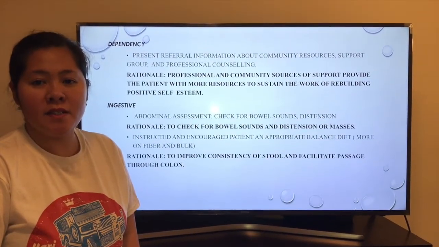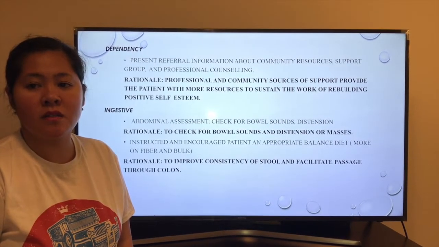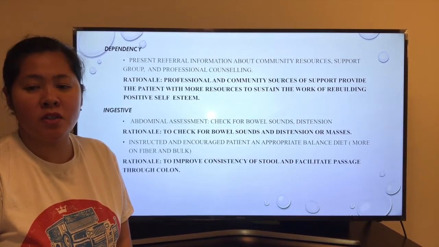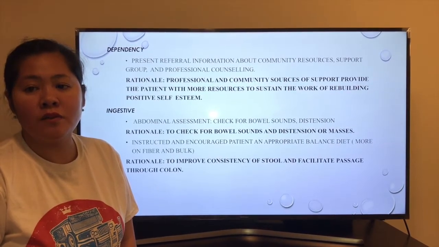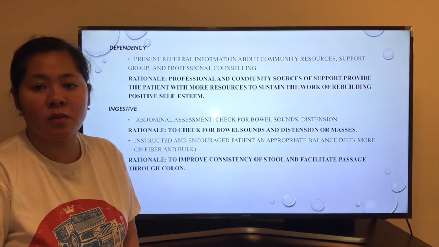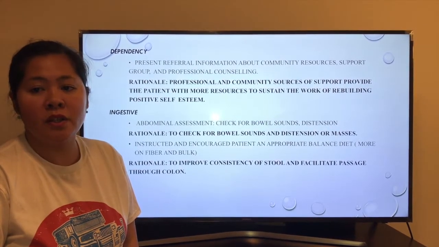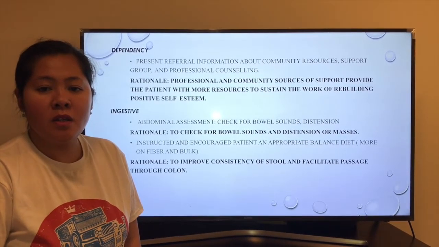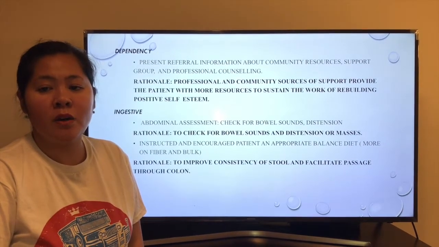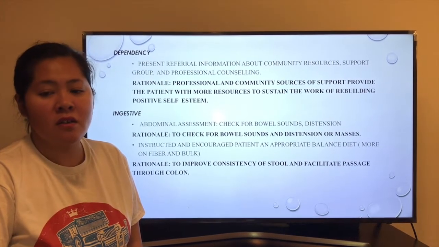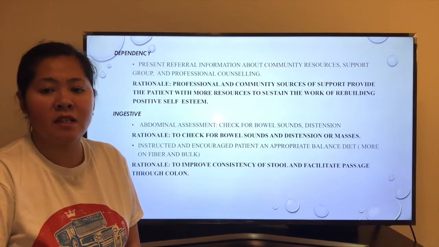For dependency, present referral information about community resources, support groups, and professional counseling. Rationale: professional and community sources of support provide the patient with more resources to sustain the work of rebuilding positive self-esteem. For ingestive, abdominal assessment, check for bowel sounds and distension. Rationale: to check for bowel sounds and distension or masses.